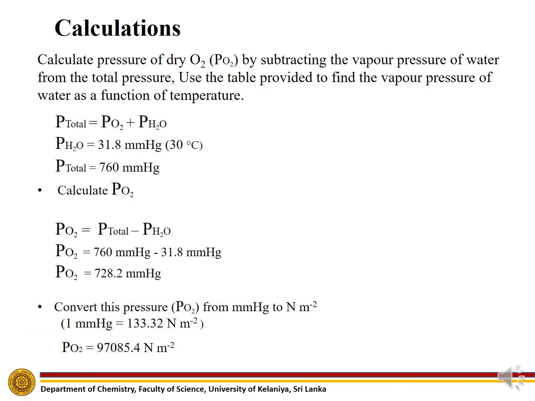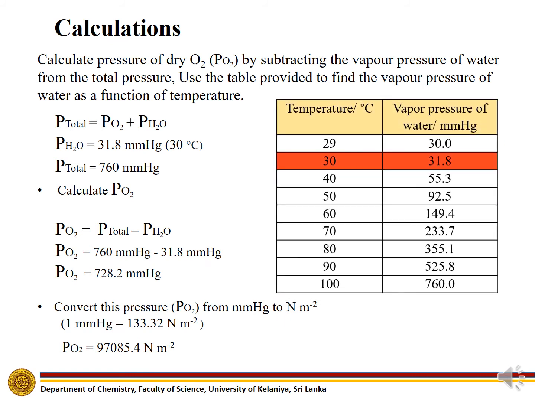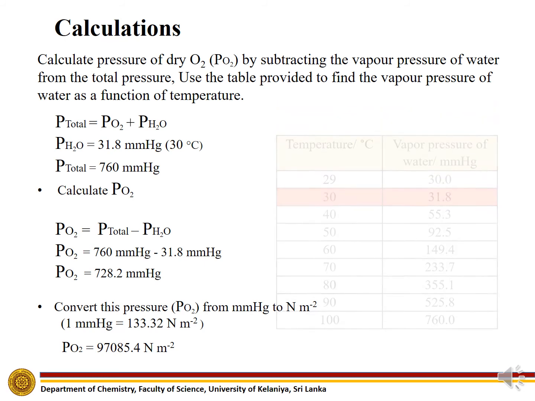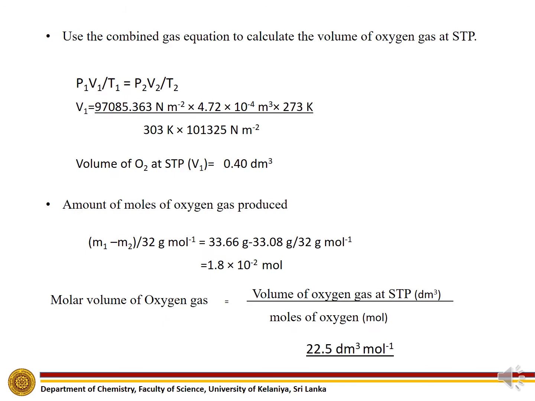We can calculate the pressure of dry oxygen by subtracting the vapor pressure of water from the total pressure. We can use the table provided to find the vapor pressure of water as a function of temperature. Then use the combined gas equation to calculate the volume of oxygen gas at standard temperature and pressure. After finding the amount of moles of oxygen gas produced, divide the volume of oxygen gas at standard temperature and pressure by the moles of oxygen as shown here.